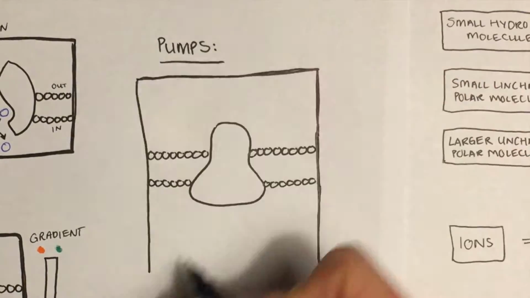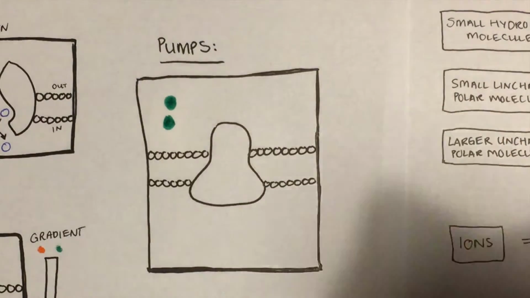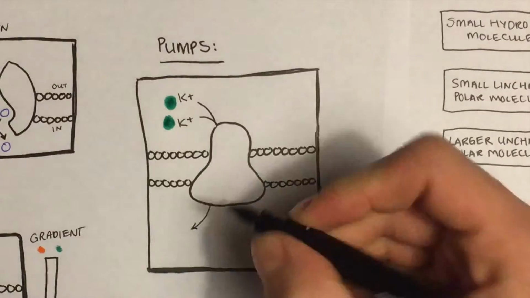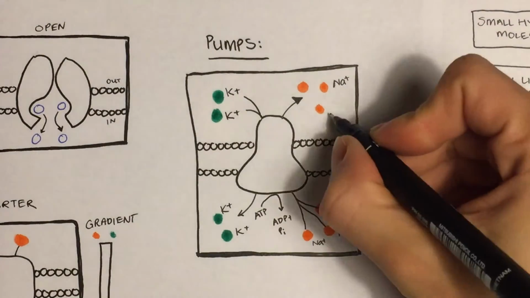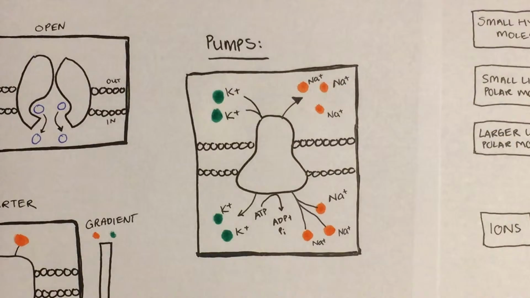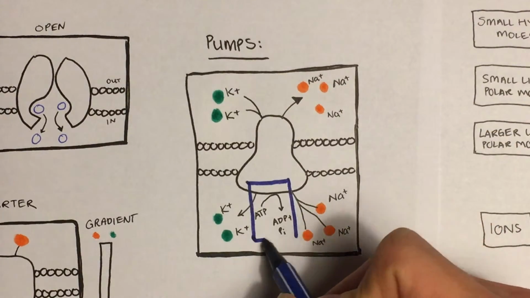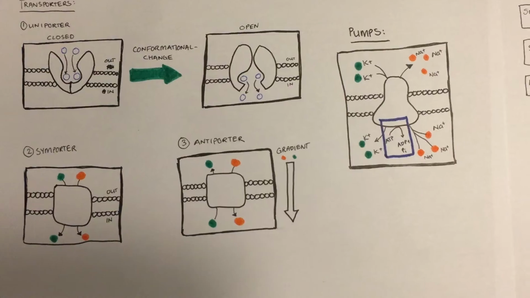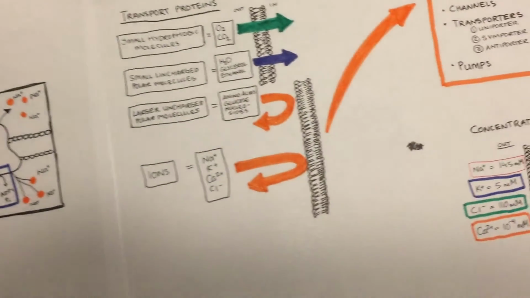Then there's the pumps. Pumps are doing primary active transport, which means that they transport molecules against the gradient, and the pumps get their energy from hydrolyzing ATP to ADP plus inorganic phosphate. These were the different types of transport proteins.